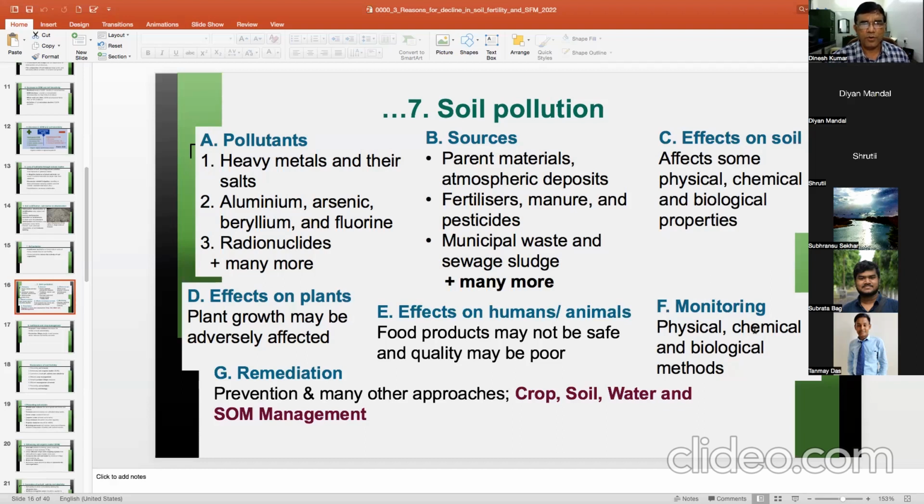You need to overcome this problem. There are many methods. Prevention and many other approaches are there for reducing soil pollution. There are also soil-related approaches, and water and soil organic management. A number of approaches exist, and you can go into the details: bioremediation, phytoremediation, and so on. One option is the addition of extra organic matter, and we will see how soil organic matter reduces soil pollution. We go to the next link.